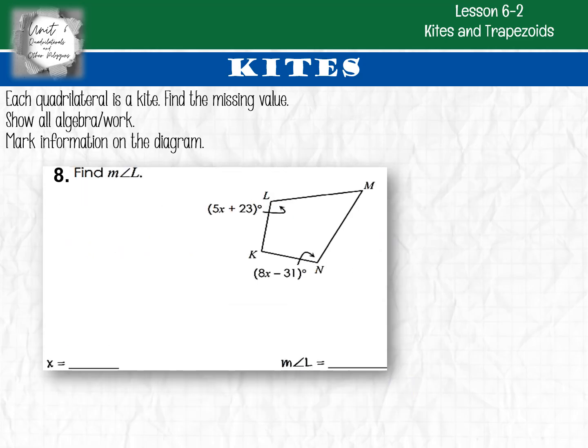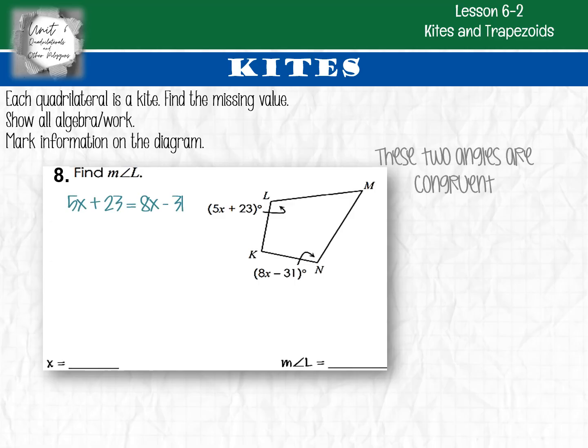Number 8, finding the measure of angle L. Now those two angles are equal to each other, so let's set them equal to each other. 5x plus 23 equals 8x minus 31. Subtract the 5x on both sides because it's the smallest. We get 23 on the left equals 3x minus 31. Add 31 to both sides to get rid of the minus 31. We get 54 equals 3x. Divide both sides by 3.